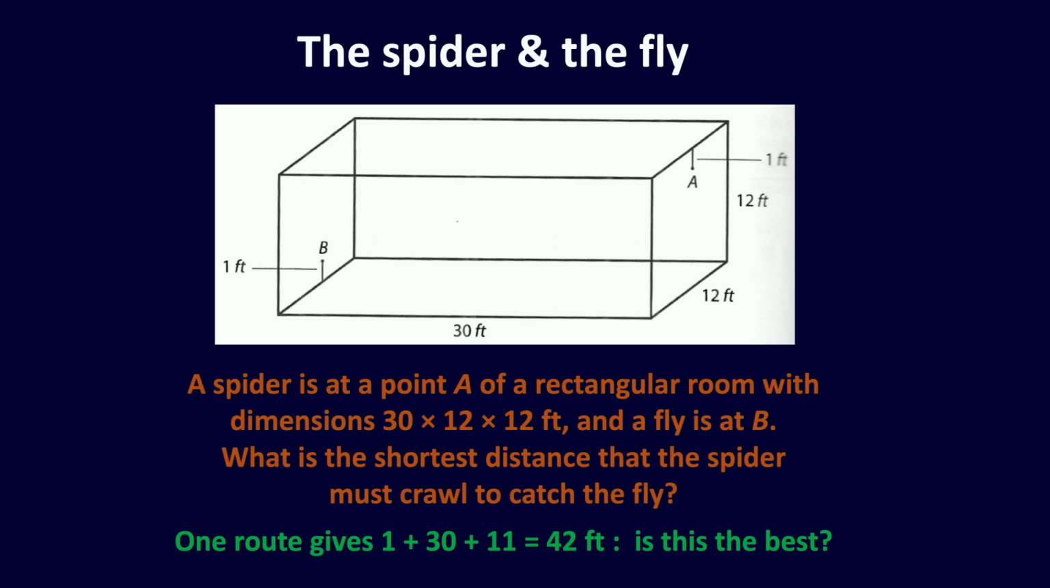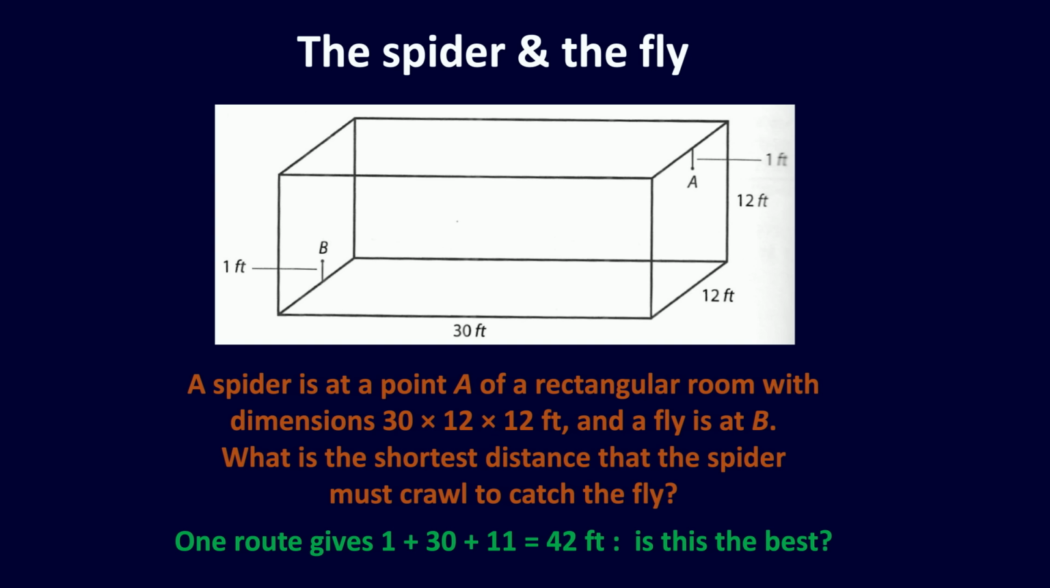It concerns a spider and a fly. A spider is at a point A of a rectangular room on the right, with dimensions 30 times 12 times 12 feet. And a fly is at B on the left. What is the shortest distance that the spider must crawl to catch the fly?